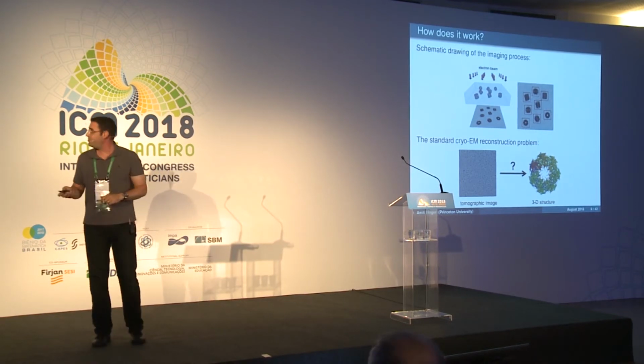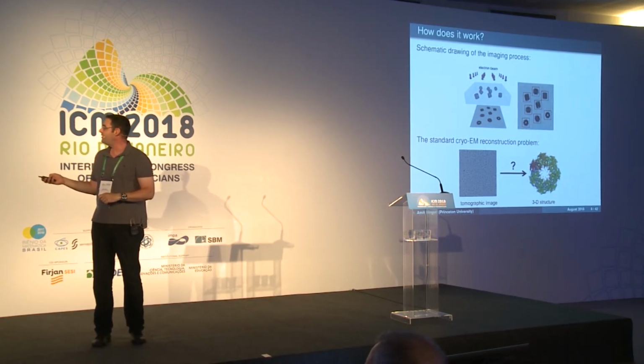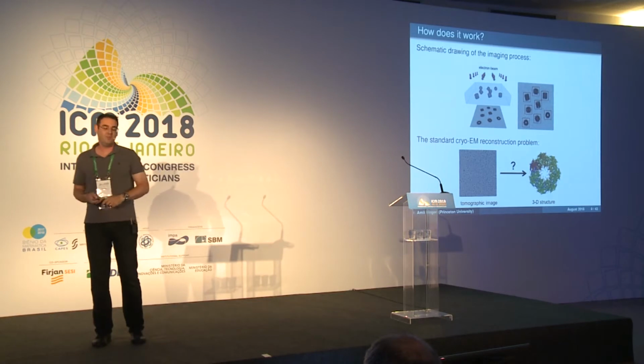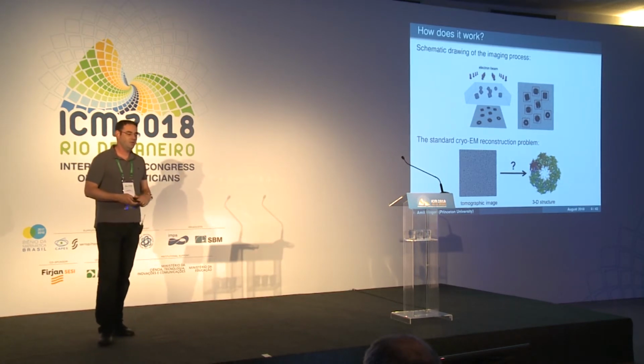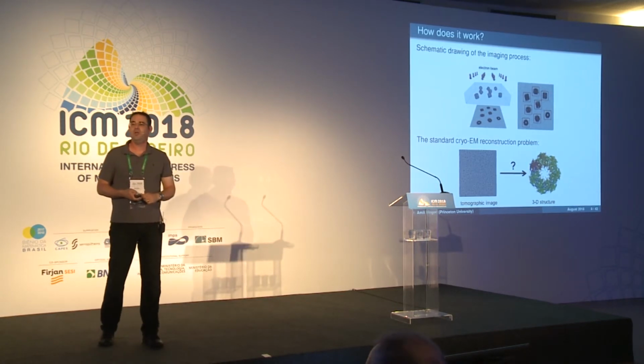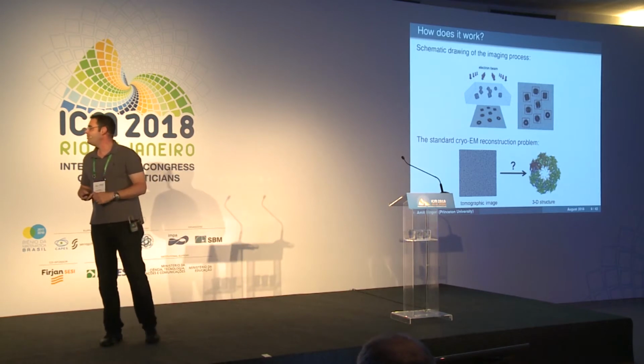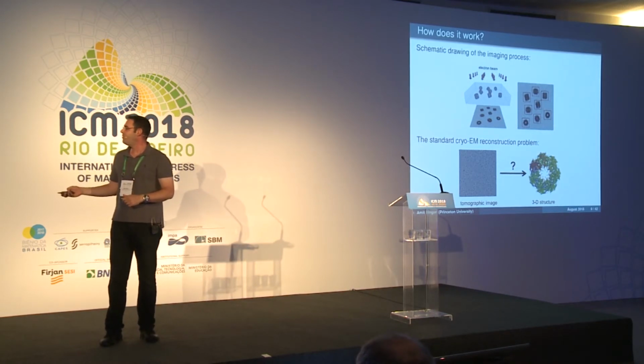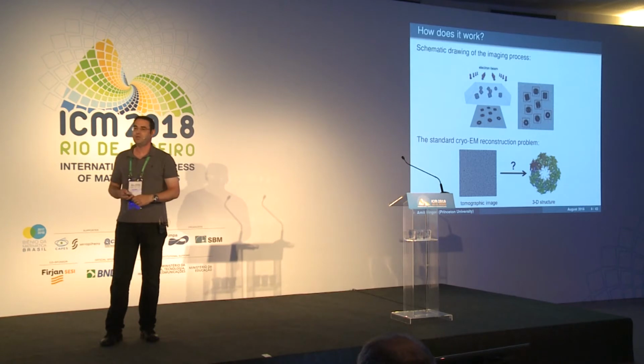The first step is usually some kind of image segmentation. So you crop particle images from a big image called a micrograph. And then the standard reconstruction problem in cryo-EM is an inverse problem in which, from the micrographs, you want to predict the 3D structure of the molecule.